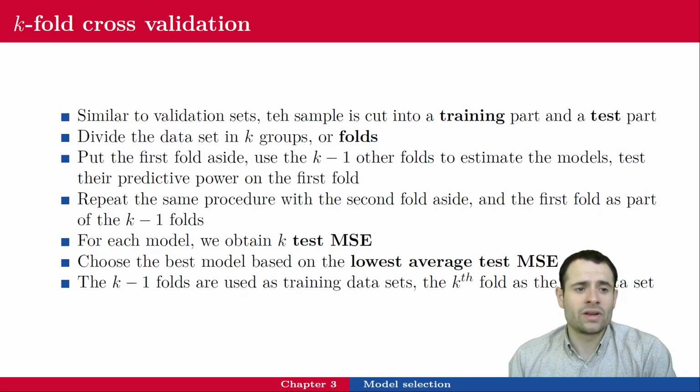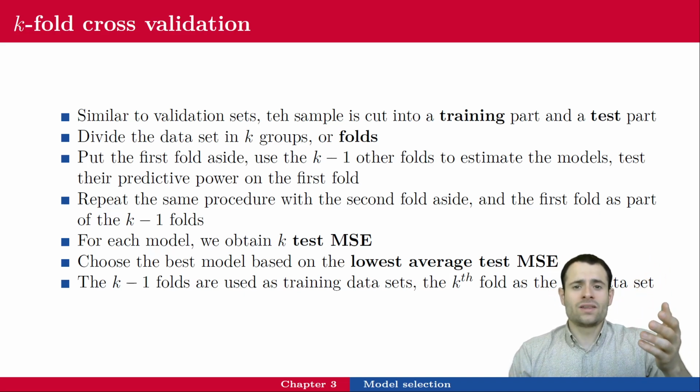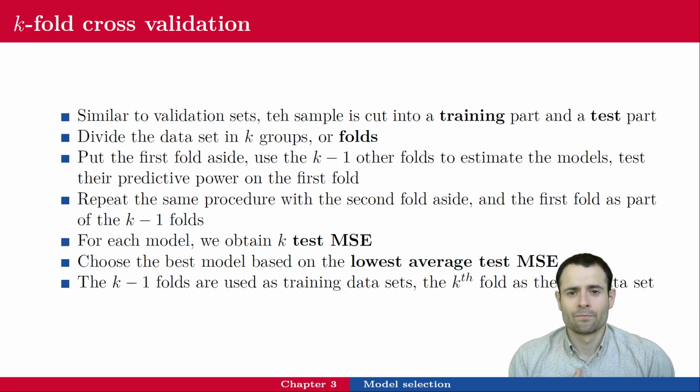And in the case where k is equal to 2, well, you have one training data, one test data. That's pretty much the idea, more or less, because you have to do it twice. You would swap.